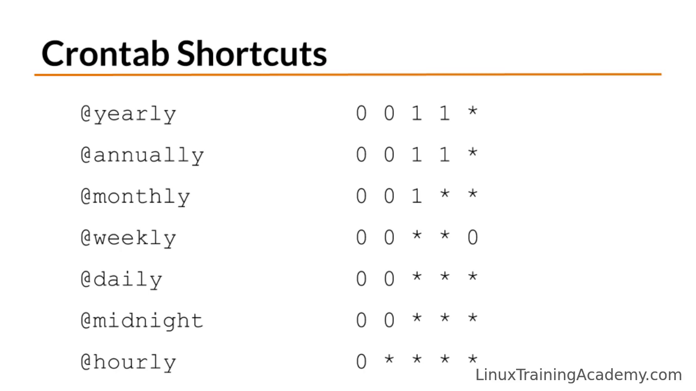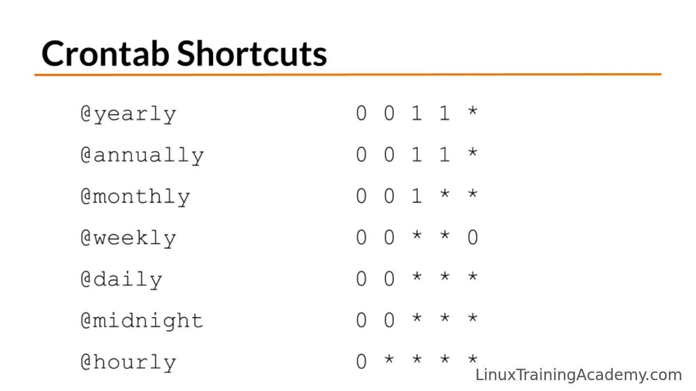@monthly means run once a month at midnight on the morning of the first day of the month. @weekly, run once a week at midnight on the morning of Sunday. @daily, run every day at midnight. @midnight is the same thing as @daily. And @hourly means to run once an hour at the beginning of the hour or at the top of the hour.